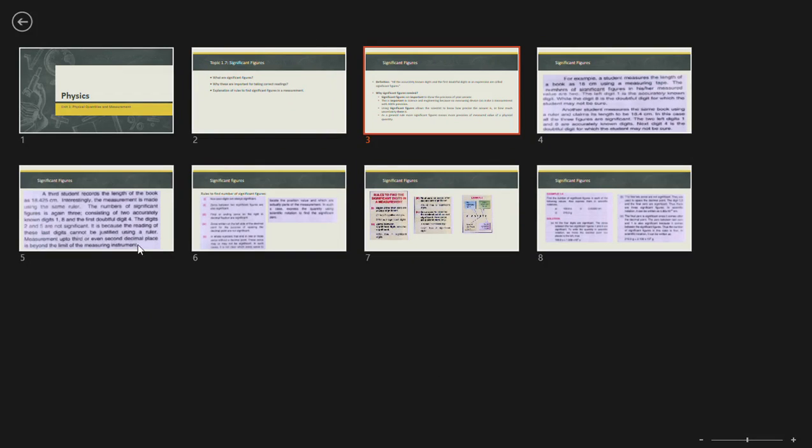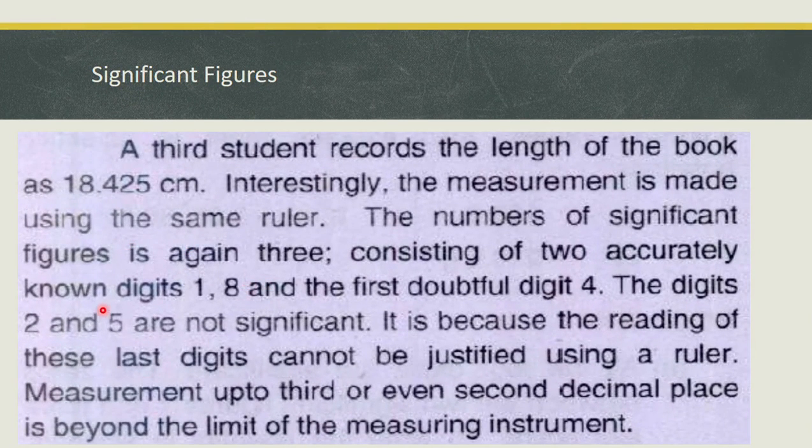So you see why we are not taking these two values 2 and 5, because our instrument cannot measure up to 1/100 or 1/1000 of a centimeter. That is why these are not significant. But 1 and 8 are accurately known, and this 4 is the doubtful digit, so they are called significant figures, while 2 and 5 are not significant figures because they cannot be justified using the ruler. Is it clear?